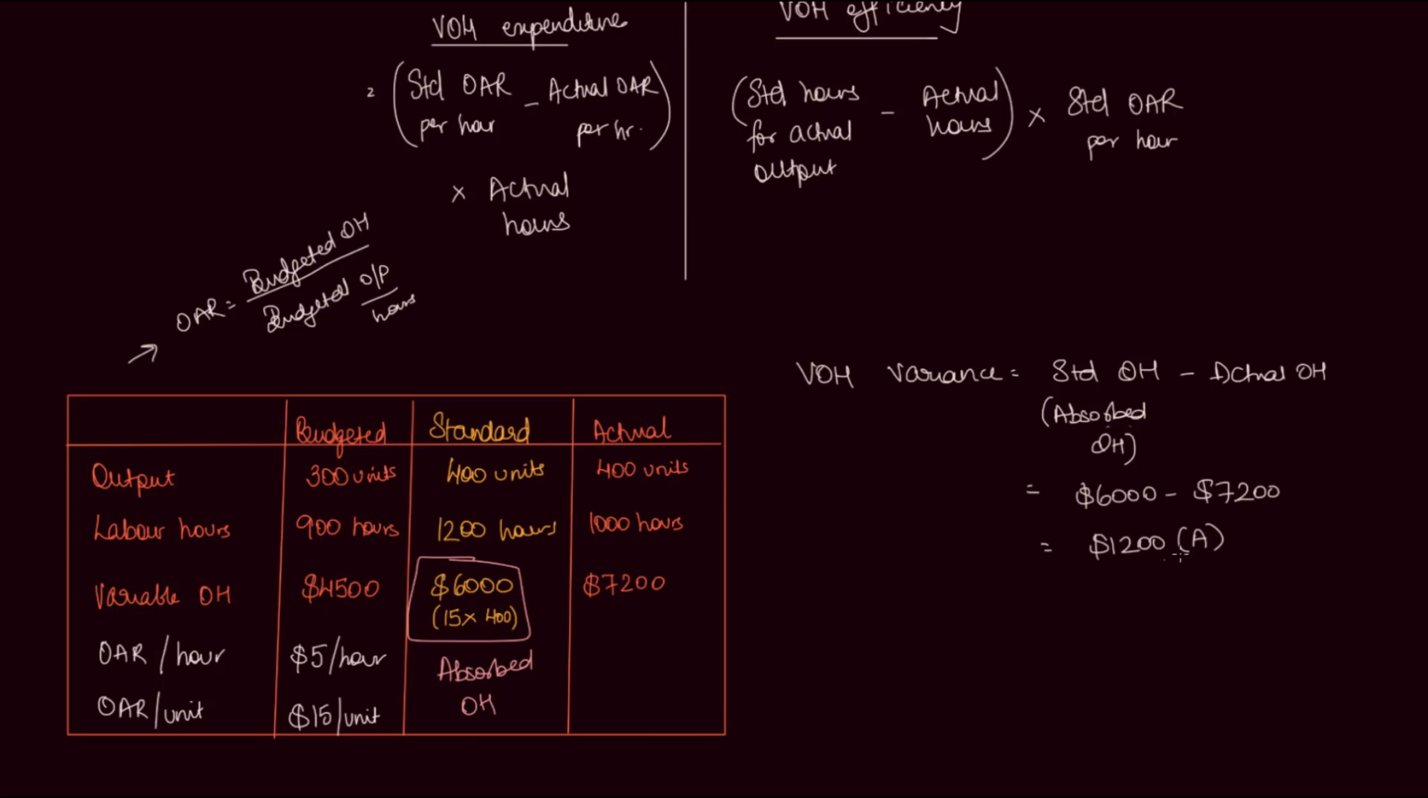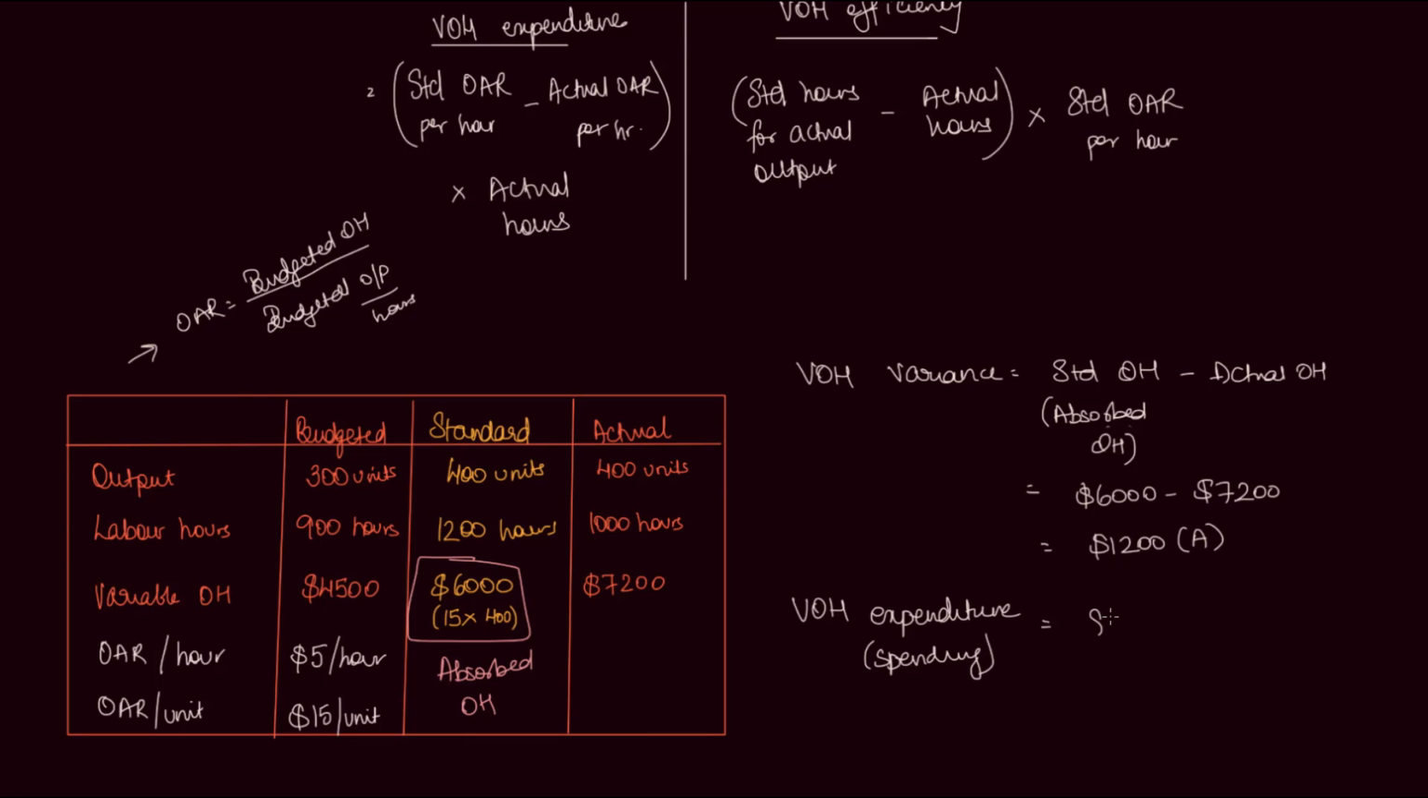Let's break it up. First, calculating the variable overhead expenditure variance. Some teachers or some books may also call this variable overhead spending variance. The meaning is the same. We are trying to calculate, while spending money, how much more or how much less the organization has spent. If you remember the formula, the spending is dependent on the hours worked. So whatever is the differential between what the management expected us to pay per hour and what we've actually paid per hour, that will help us understand the spending pattern of the firm.